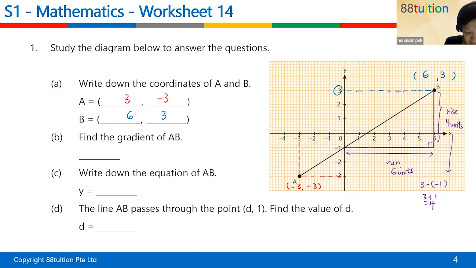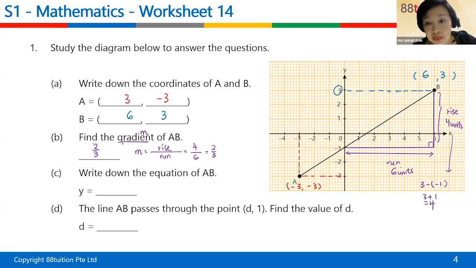Okay, so gradient, in this chapter, I put gradient as m, just to make it short so that we can go on faster. Rise, where's my rise? I'm going to write rise, run, but in coming lessons I'm not going to do it anymore, because you are supposed to know them. So I have 4 units on the rise and 6 units on the run. Always keep them in the simplest form, and that m gradient will give you 2/3. Okay? All right.